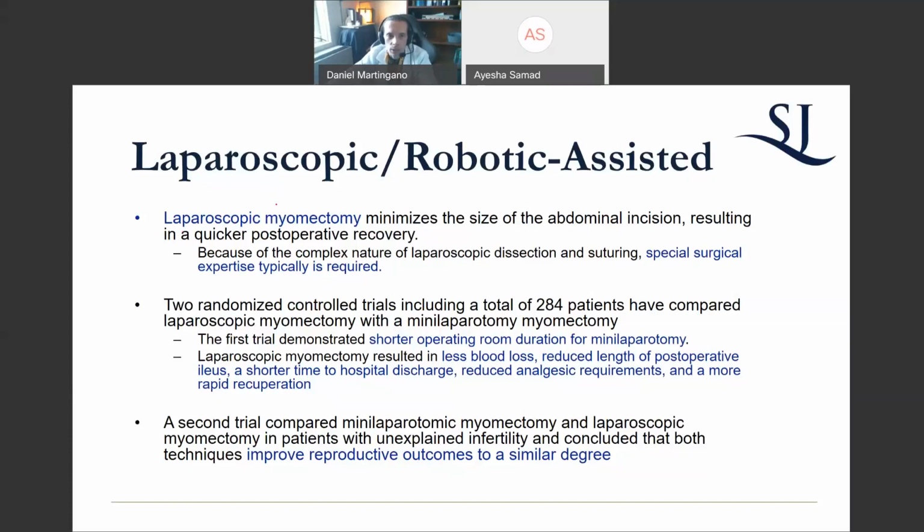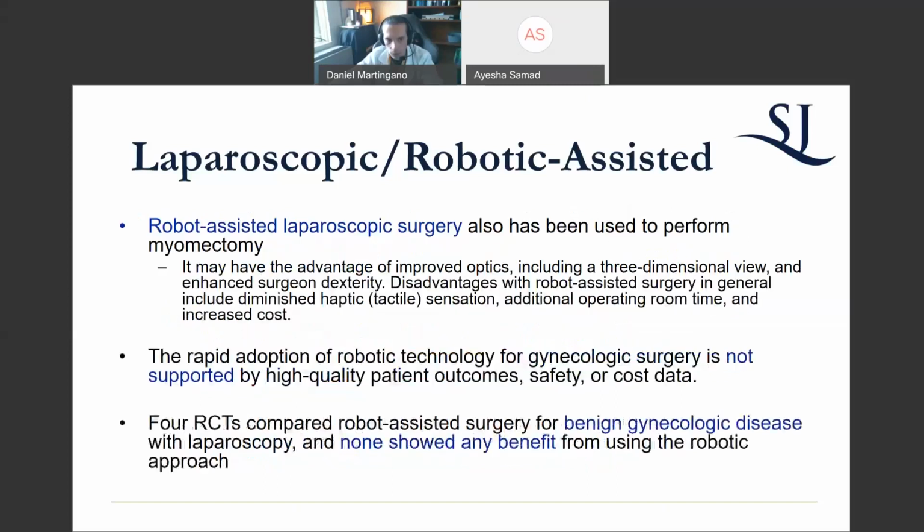So when you talk about laparoscopic and robotic assisted myomectomies, minimally invasive surgery is helpful mainly because of shorter operating times and things like reduced blood loss, reduced length of postoperative ileus, and shorter hospital discharge, etc. That's all minimally invasive surgeries offer that benefit. So really, if you are able to perform it laparoscopically and robotic assisted, that's great.